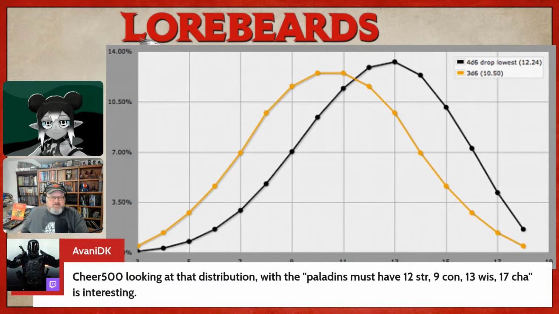Looking at that distribution, with paladins must have 12 strength, 9 con, 13 wisdom, and 17 charisma, is very interesting. Yeah, paladins, and I think was it bards or monks back in advanced, had to have a whole bunch of stats above a certain threshold. I think it may have been at different times. I think it was both bards and monks, depending on what era. Yeah, he's right. There were certain classes that required, and they were inherently rarer because they required higher stats.